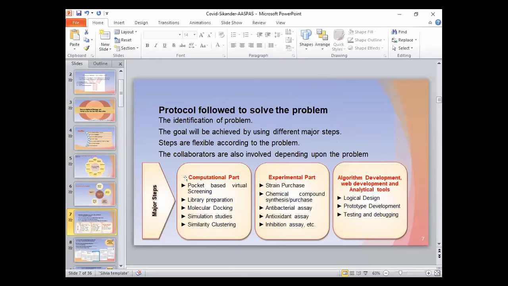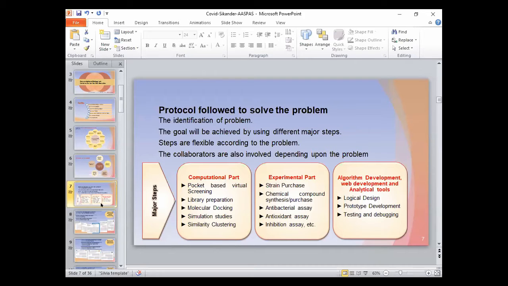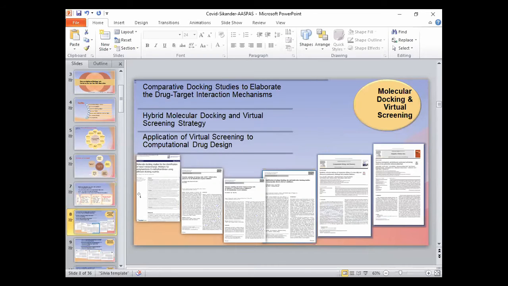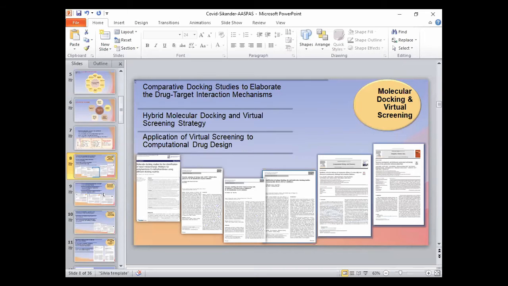The protocol we follow is that we do the pocket-based virtual screening, and after that we go for laboratory preparation along with the molecular dynamics of compounds, to see whether they can play as a drug. Depending on the need, we go to the next step of checking them experimentally as well. These are some comparative docking examples of our work using the approach of hybrid molecular docking and virtual screening. And these are some publications in international journals, where we certainly fix the problem of which molecule can be a potential drug.